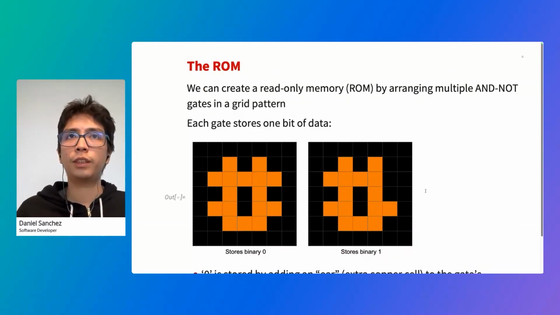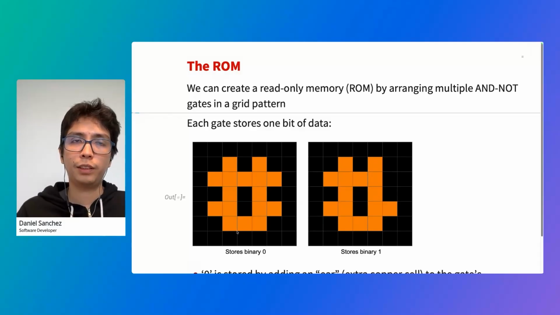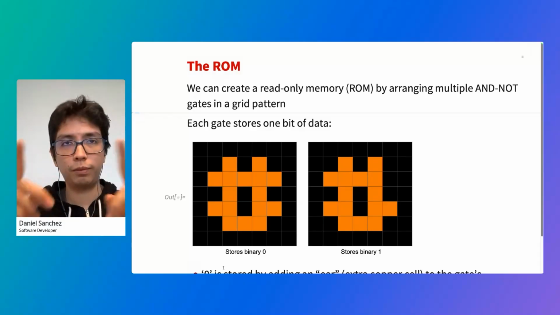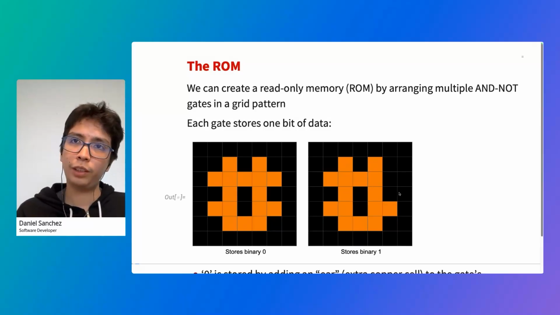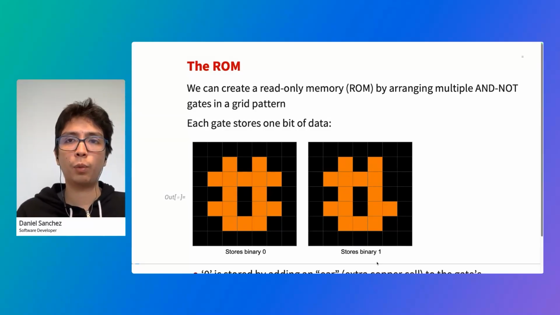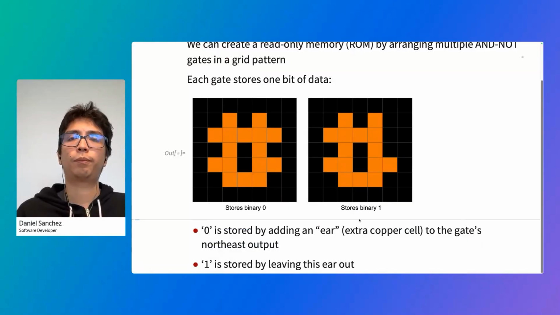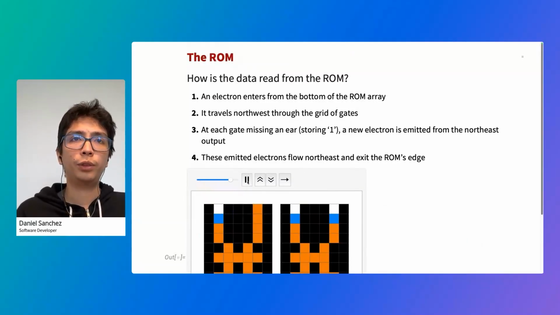So a ROM is a read-only memory cell, and we have two varieties. You will see that this is the broken crossover construct. So if there's an ear here, we will say that this ROM cell stores a 0, and if there's no ear here, this ROM stores a 1. So how do we use that?